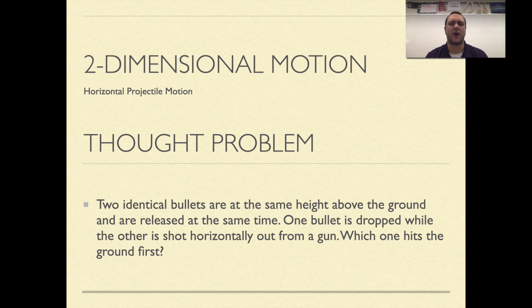So here's a thought, and it kind of goes back to the riverboat example from the previous set of notes. If you have two identical bullets that are the same height above the ground and they're released at the same time, one is dropped while the other is shot horizontally out from a gun. Which one hits the ground first?